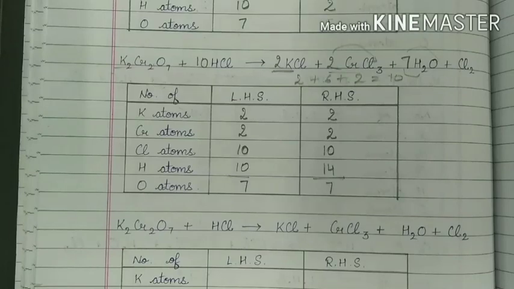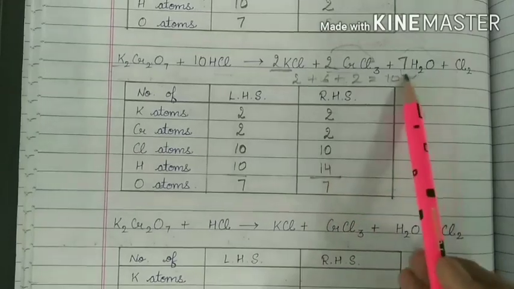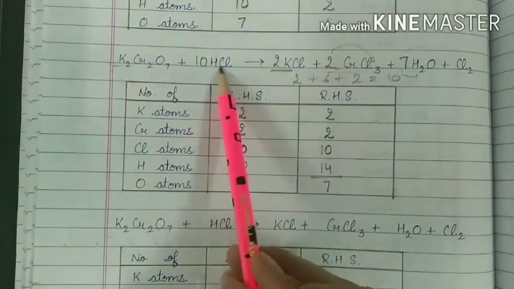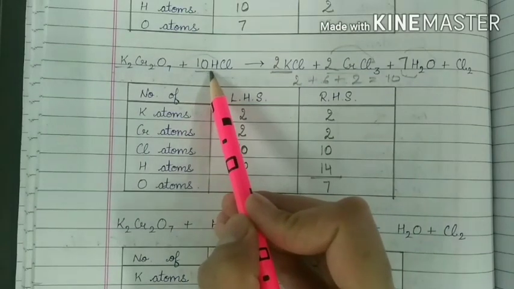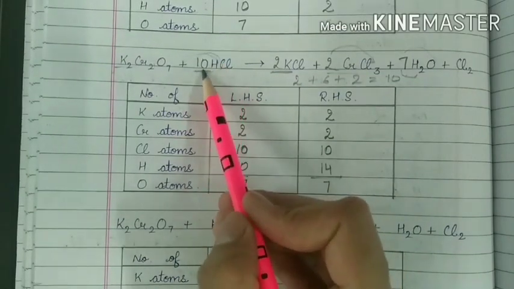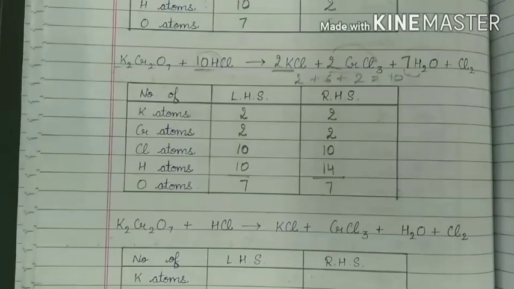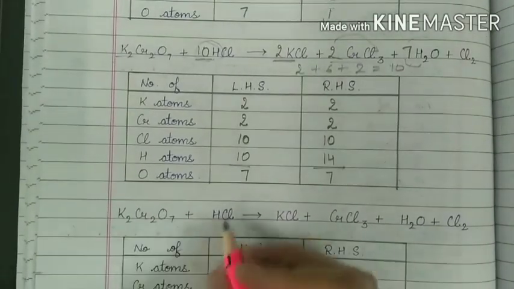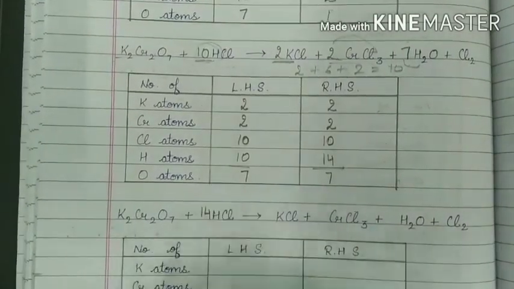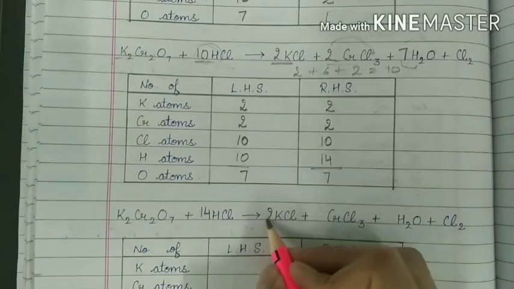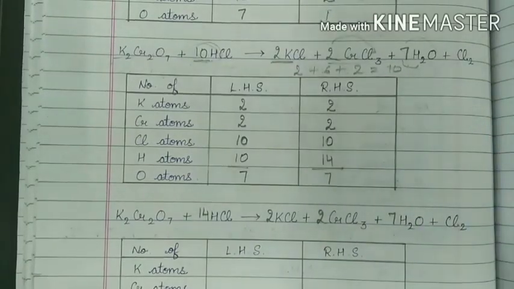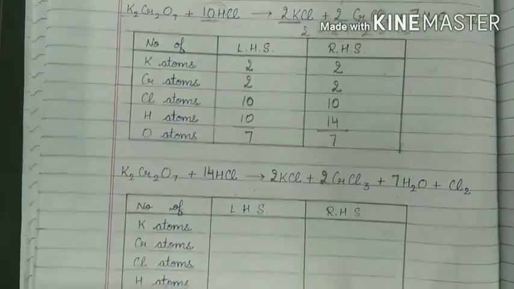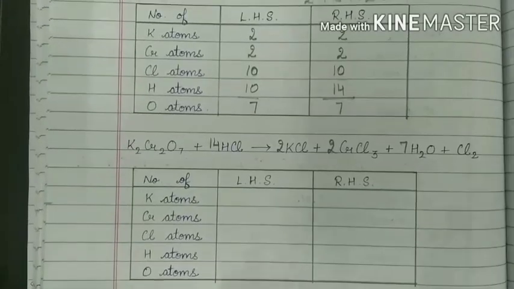So to balance the number of hydrogen atoms, on right hand side we have 14 hydrogen atoms and on left hand side we have 10 hydrogen atoms. If we write here 14 instead of 10, then here also we will have 14 hydrogen atoms. So rewriting the equation like, here instead of 10 we have to write 14. Here it was 2, 2 and 7. These are same as the previous equation. So now let's again count the number of atoms.